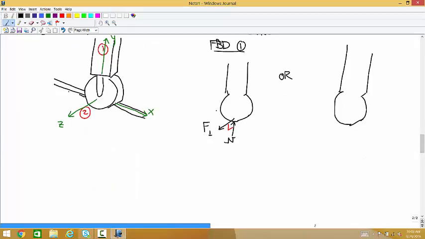So instead of separating it up into this perpendicular force and this normal force, you can also think of it as a force component in the y direction and a force component in the z direction.